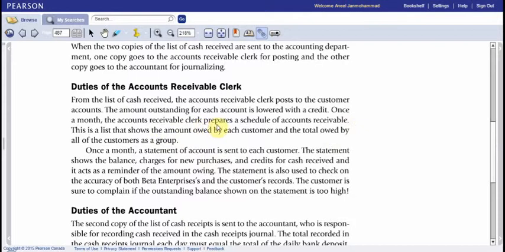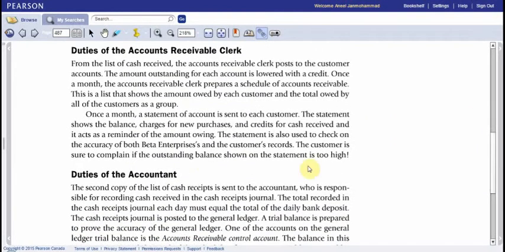As you can see, the accounts receivable clerk prepares a schedule of accounts receivable every month. And then this person deals with the customer. A statement of account is sent to each customer, so telling the customer how much you owe us. Now, this statement is also used to check on the accuracy of both Beta Enterprises and customers' records, right? So this list that the accounts receivable clerk creates will be checked by the accountant to see if both the lists match, because the accountant is looking at the books of the business, right?